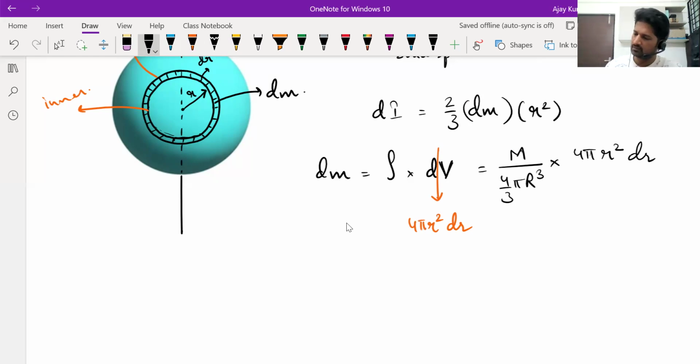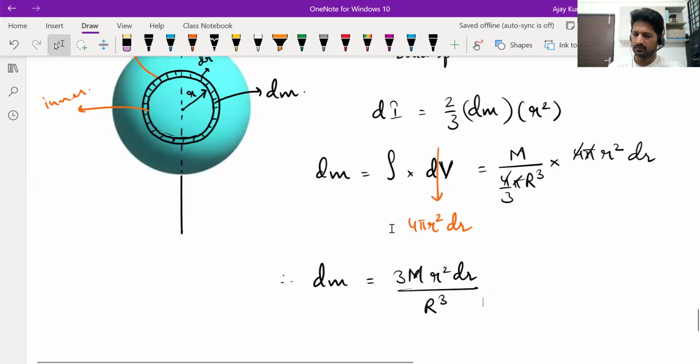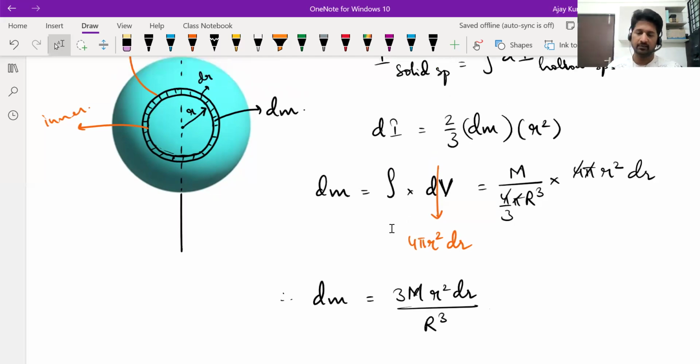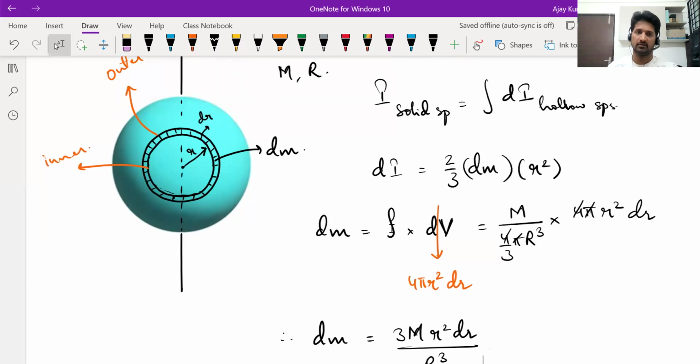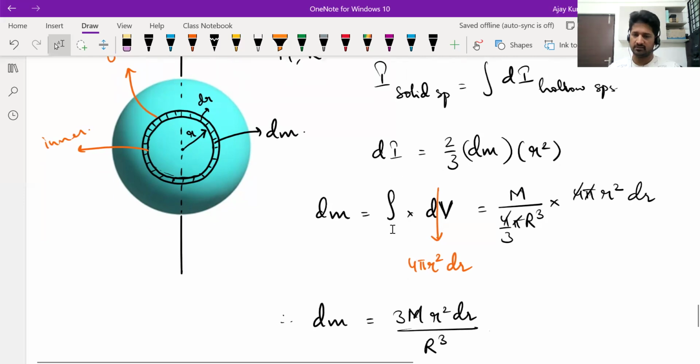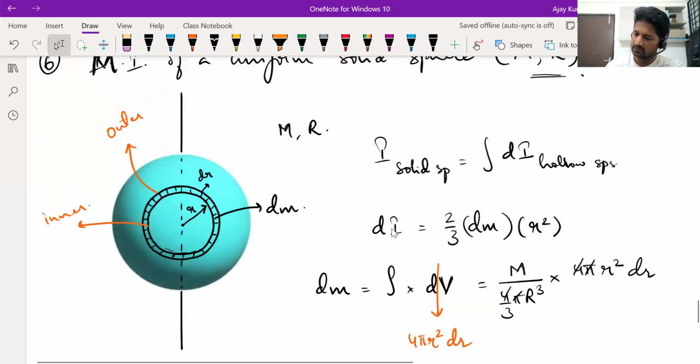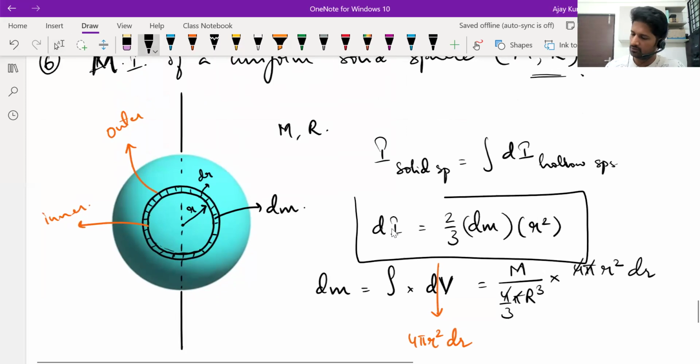4 pi cancels. You get dm is equal to, sending 3 to the numerator, 3m small r square dr divided by capital R cube. That is dm. Now don't blindly integrate r square dm, because this entire dm is not at the same distance from the axis. The dm, the element that we have taken, is in the shape of a hollow sphere. Not every point of the hollow sphere is at the same distance from the axis, no? So you have to integrate the formula for moment of inertia of a hollow sphere.